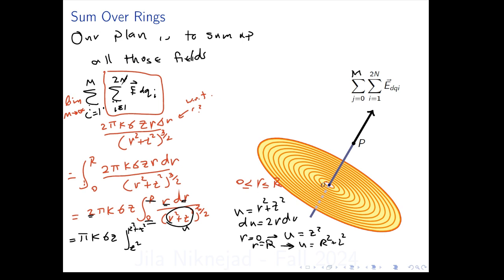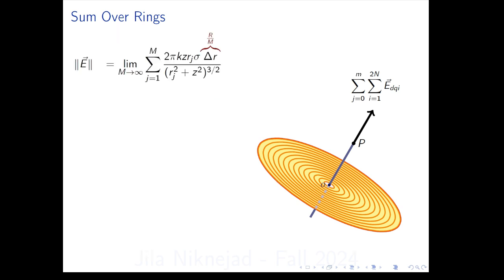The resulting integral is the integral from z squared to capital R squared plus z squared of pi k z sigma du over u to power 3 half. After taking the integral, we end up with 2 pi k sigma z times 1 minus z over square root of R squared plus z squared.